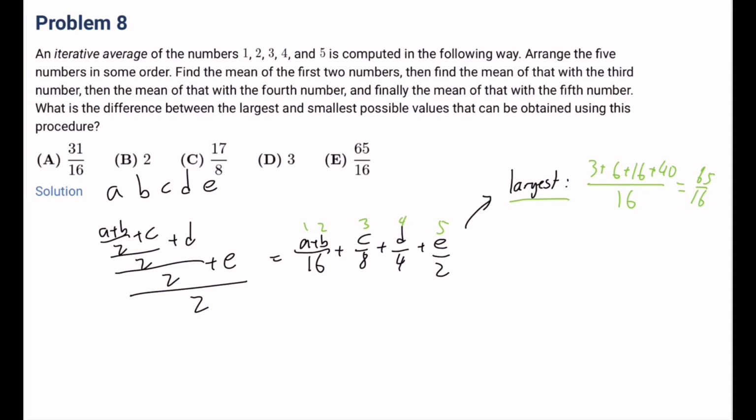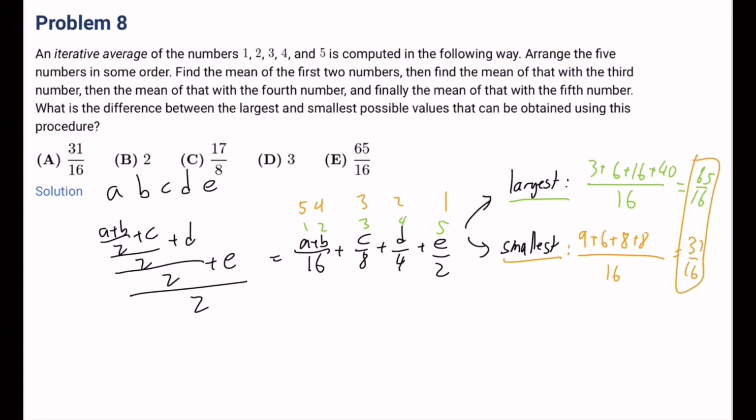And now we can do the smallest. That will be if a and b are the biggest and e is the smallest. So that would mean it's 5, 4, 3, 2, 1, like that. And so that would give us all over 16, and then 9 plus 6 plus 8, right? Plus 8. So this is going to be 31 over 16.